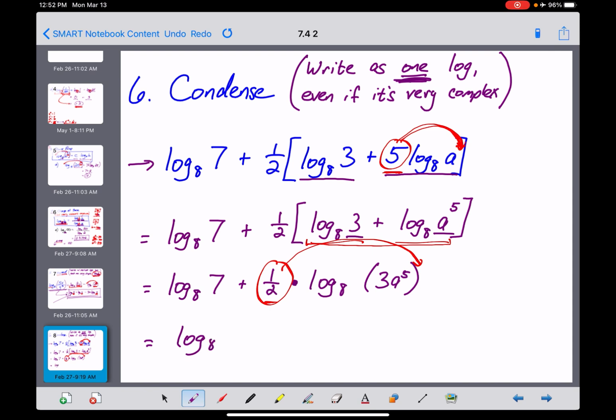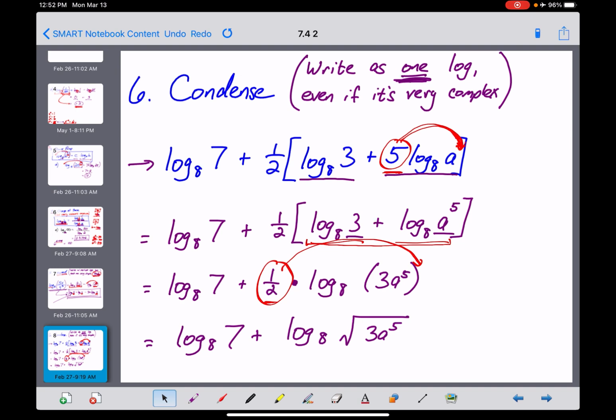The log base 8 of 7 plus, this is now going to be the log base 8 of, now guys, hang on for just a second, we could write this as 3a to the 5th to the 1/2 power. That would not be wrong, but what I want to remind everybody, something we learned a while ago, a 1/2 power is the same as a square root. So I think this would be a little bit cleaner if we wrote this as the log base 8 of the square root of 3a to the 5th. I like that a little bit better.